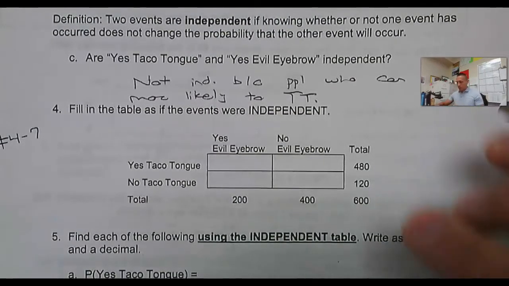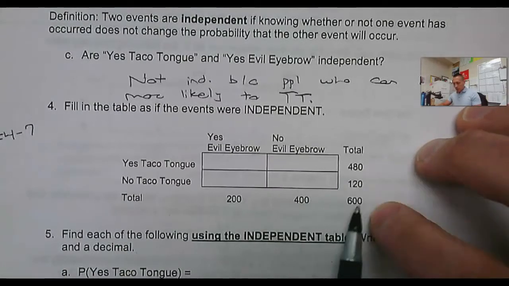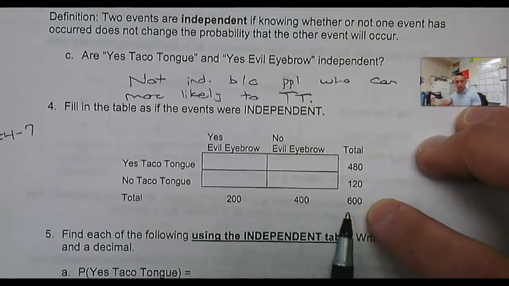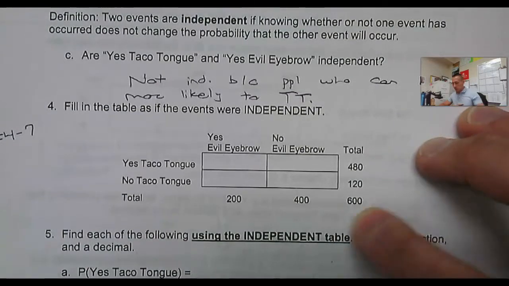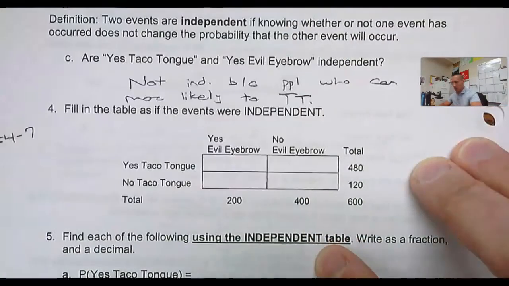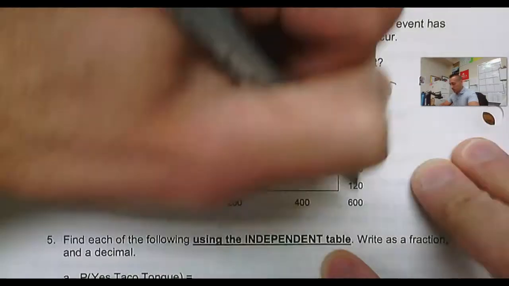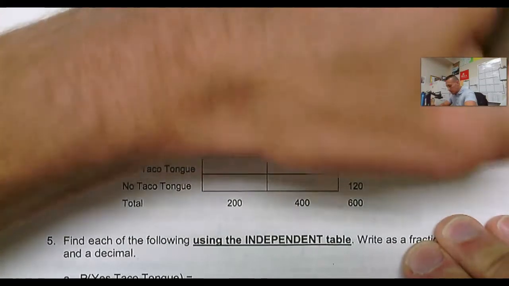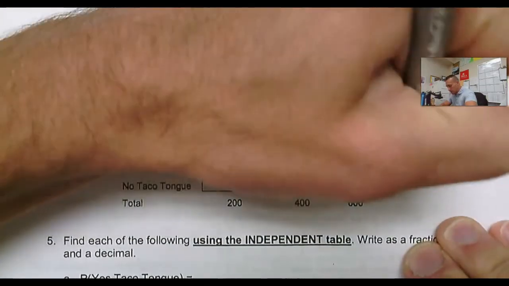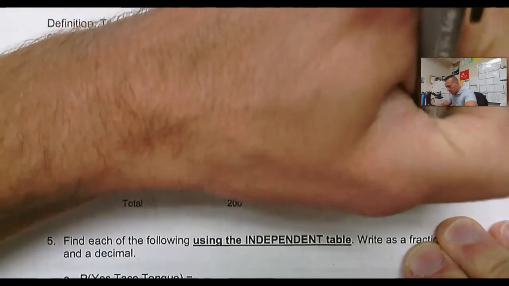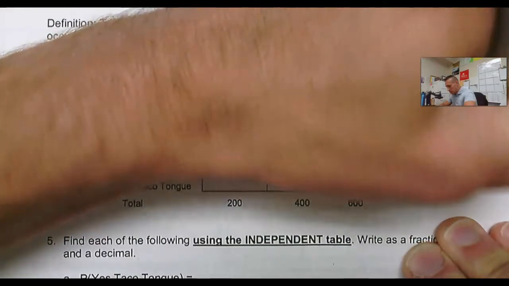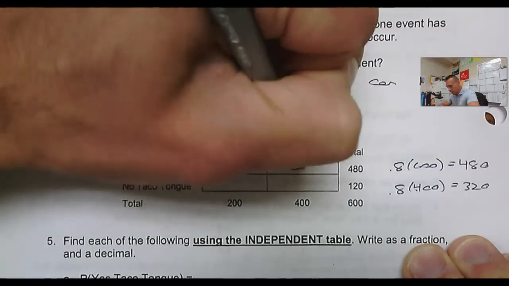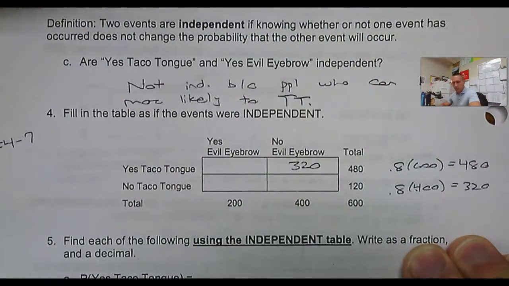All right, so here's what I'm going to do. I know 80% of all RH seniors can taco tongue. So 480 out of 600 is 80%. So what I want to do is find 80% of the 400, because 80% of 600 is this 480. So I want to find 80% of 400, which is 320. So once I find that, everything else is going to fall into place.